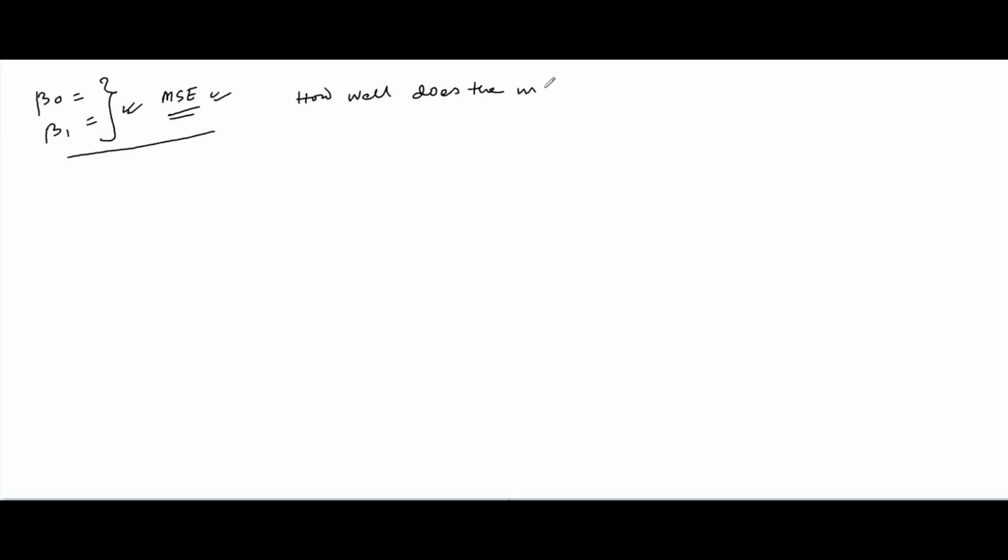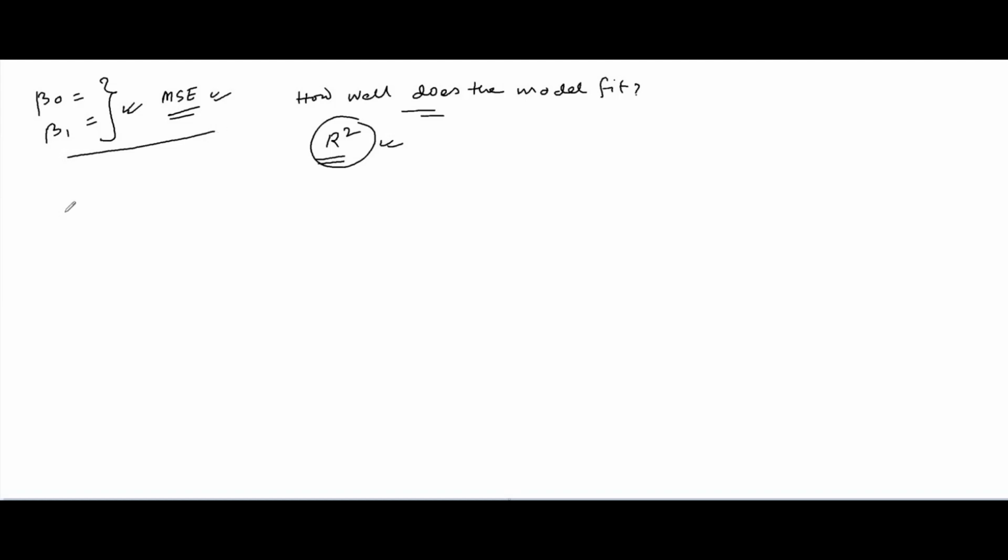So this is my next question: how well does the model fit? For that we again need some kind of parameter. I'll show in the OLS package that we have a parameter called R square. This is the important parameter by which we understand the quality of the model fit.